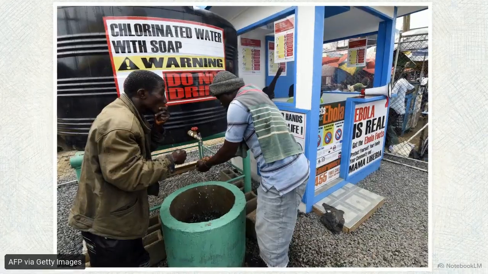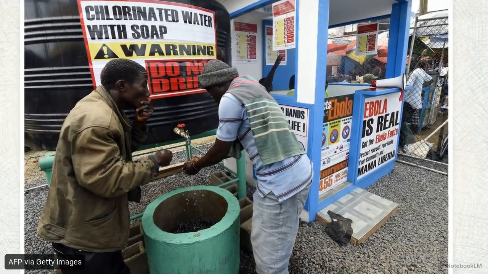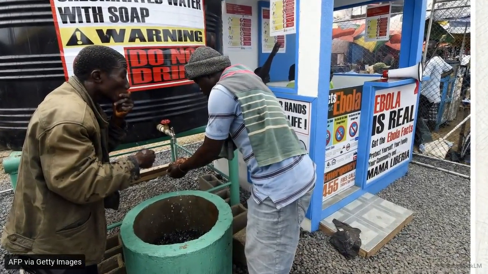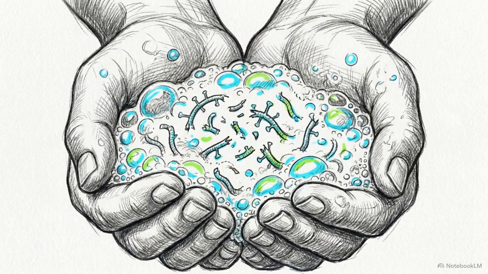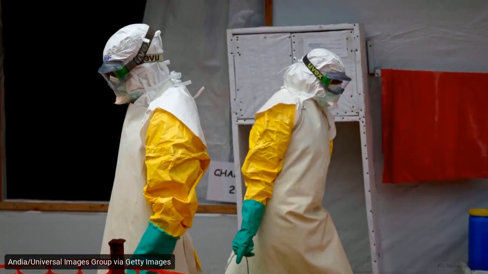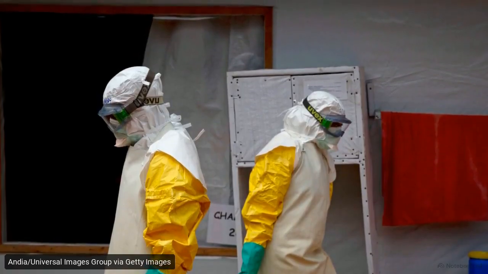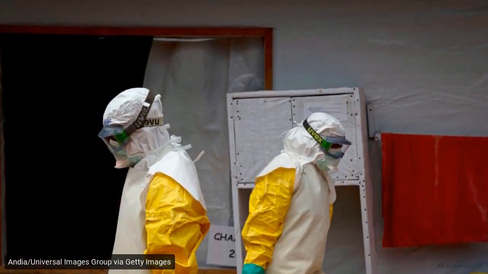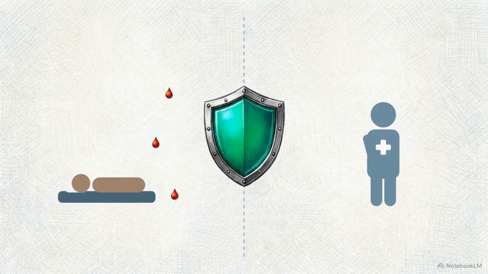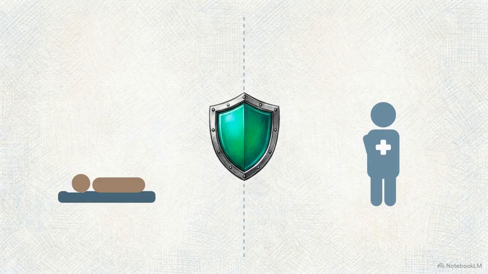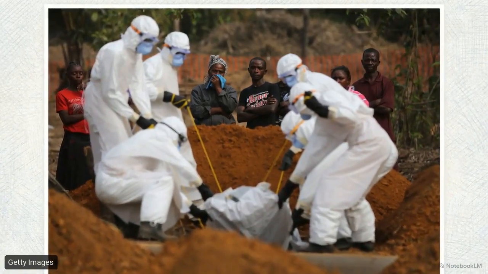The first chain breaker is simple hygiene. Washing your hands frequently with soap and clean water, or using an alcohol-based sanitizer, destroys the virus on your skin before it can enter your body. The second chain breaker is physical protection. Doctors and caretakers wear specialized suits, gloves, masks, and goggles so they can treat the sick with zero risk of touching infectious fluids.